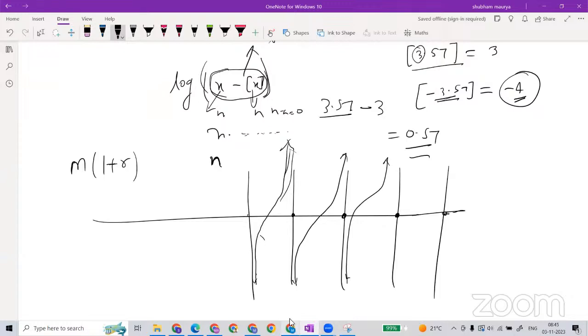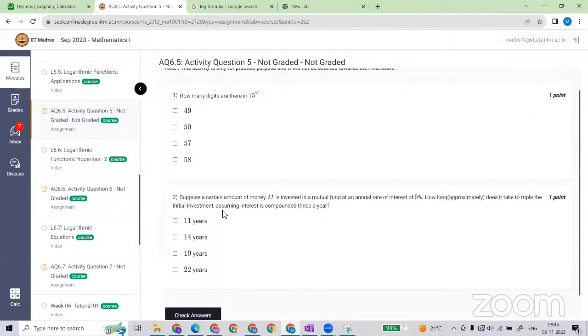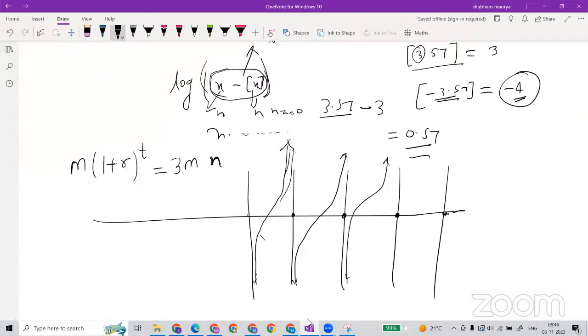So it is asking for the number of years. We don't know the time, but it says the amount will become triple, 3M. This is the equation, and you have to solve it for t.